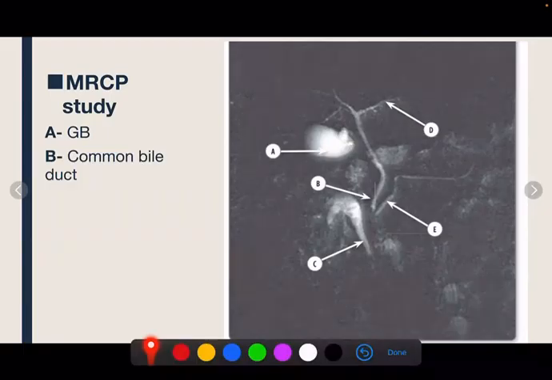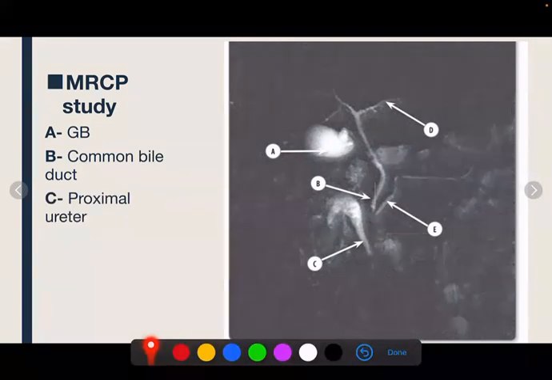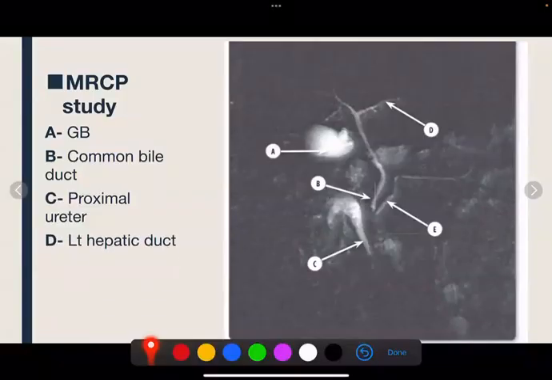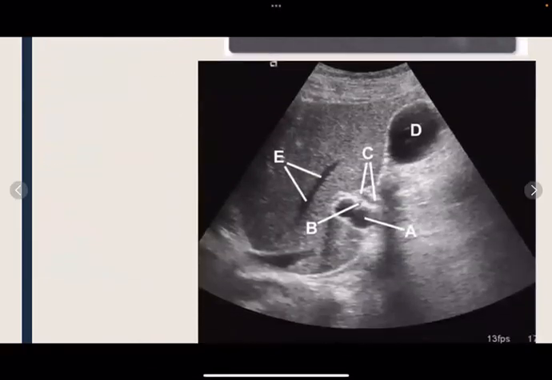Proximal right ureter. Left hepatic duct. Left hepatic duct. Pancreatic duct. Pancreatic duct.